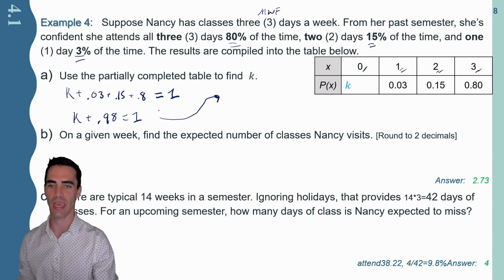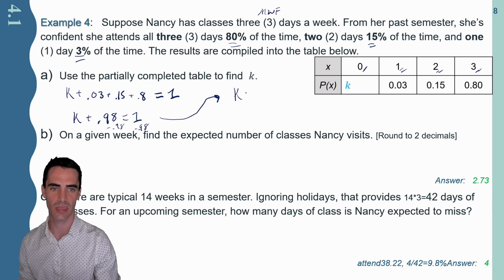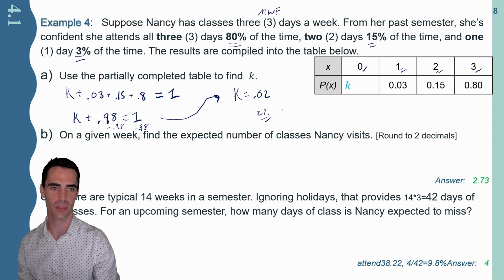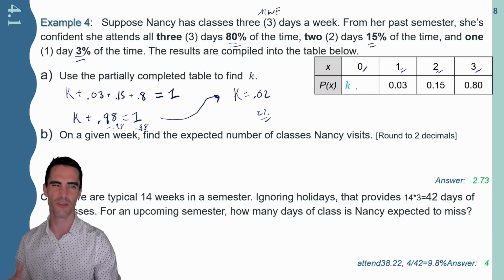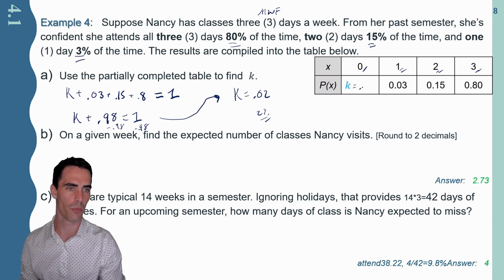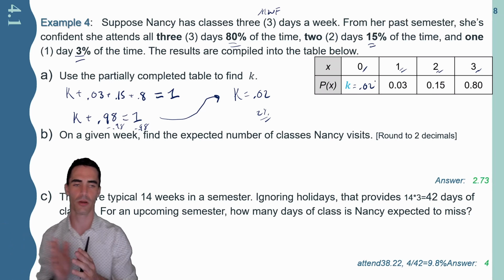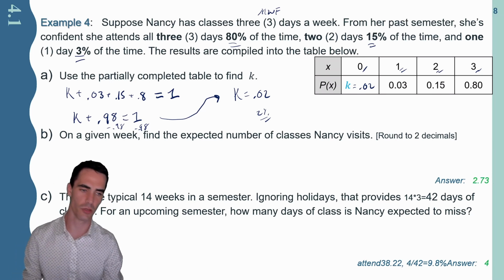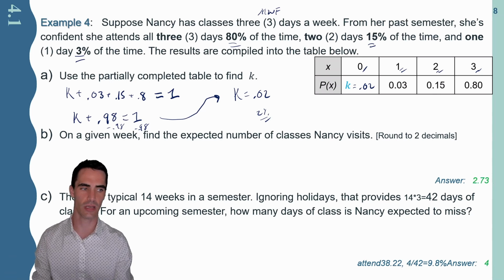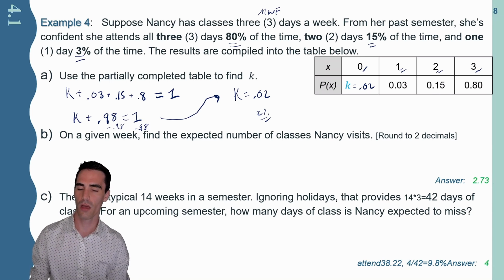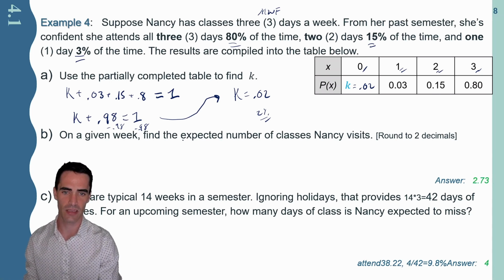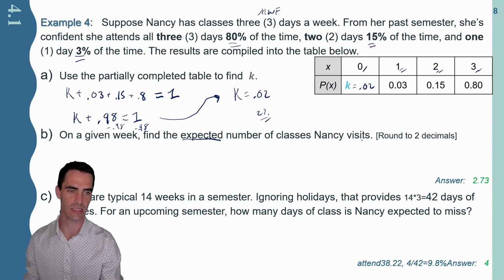And so to find out what k is, let me just subtract minus 0.98 from both sides. And I should end up with k is equal to 0.02. There's a 2% chance that she does not attend at all, and she's absent from all 3 classes. So let me fill that in on our table. 0.02. Now we have a proper probability distribution. Now we can answer the questions. Actually, they're over here. On a given week, find the expected number of classes Nancy visits.